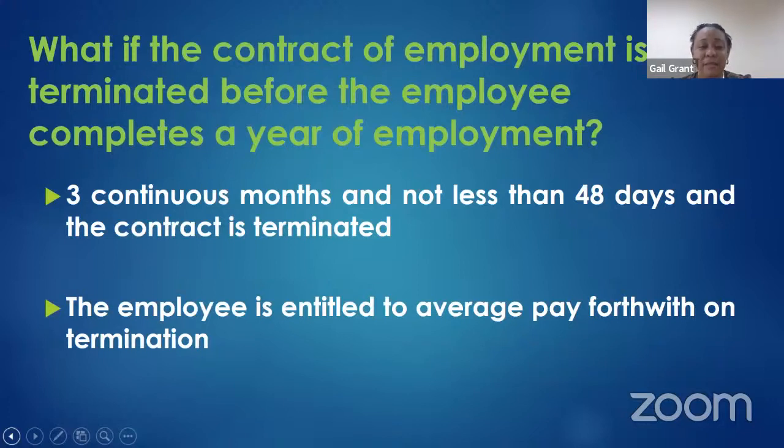Then that person, once they have worked for 3 continuous months and not less than 48 days. So when we're looking at holiday pay, remember, we're asking questions, we're discussing, we look for certain things. So has the person worked 3 continuous months? Have they worked for at least 48 days? If the answers to these 2 questions are yes, then that employee is entitled to their average pay forthwith on termination.